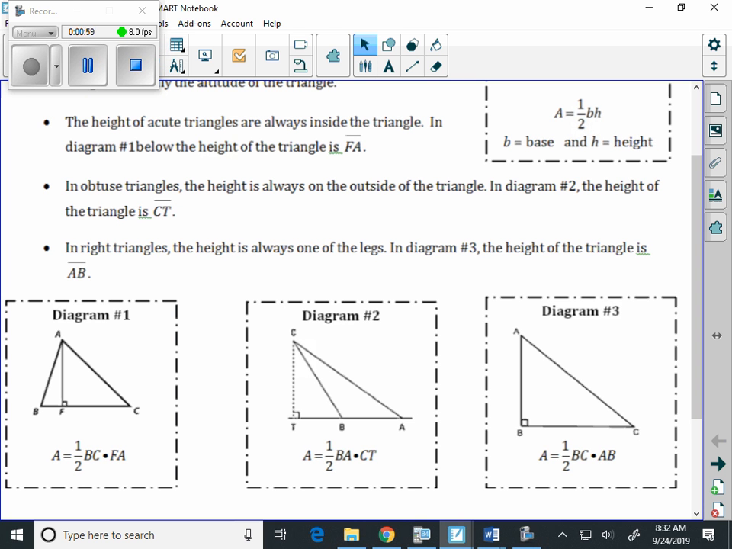So AF is the height. I often label it H. And our base is BC. So 1/2 base times height. My H not very good here. Try it one more time.